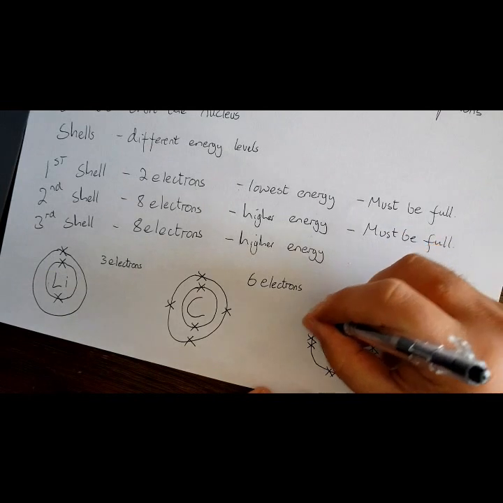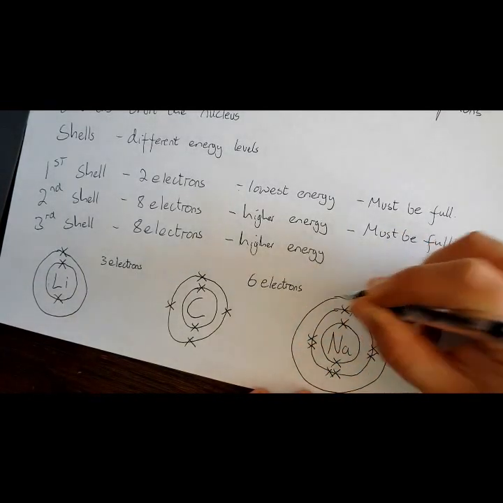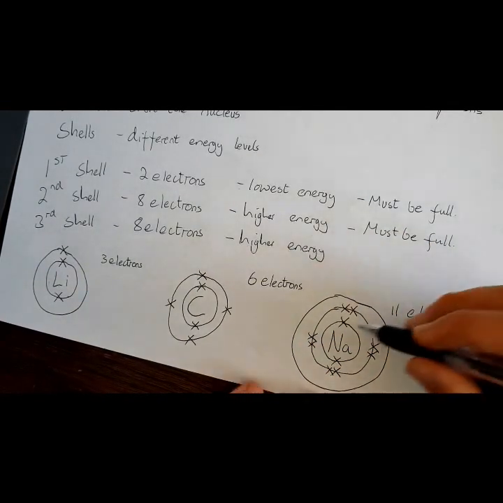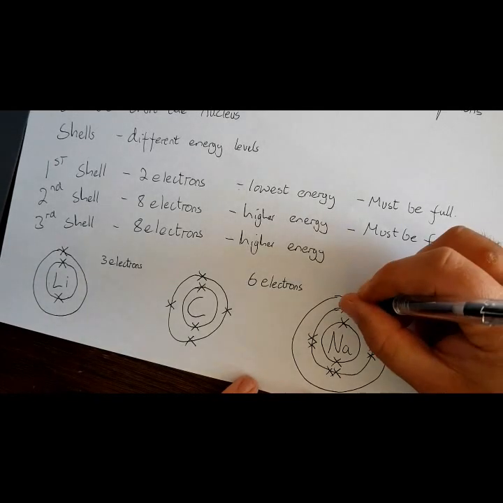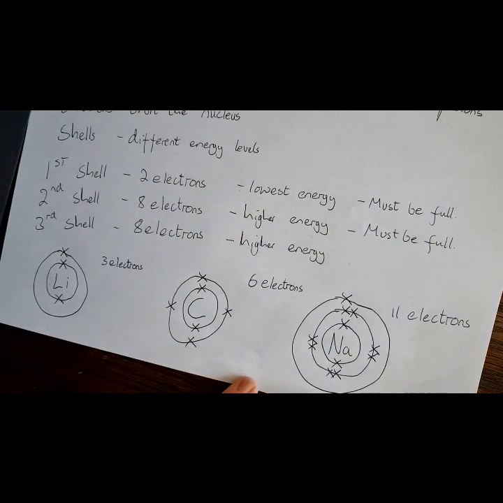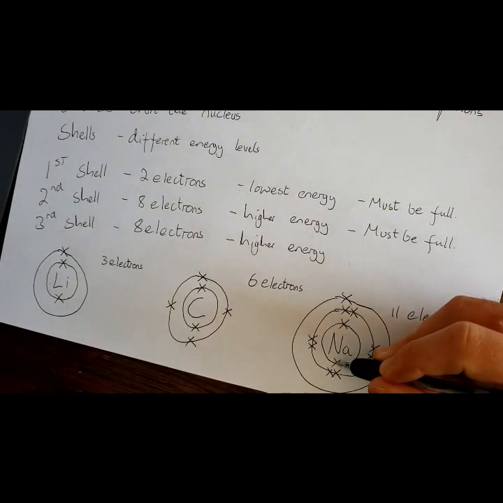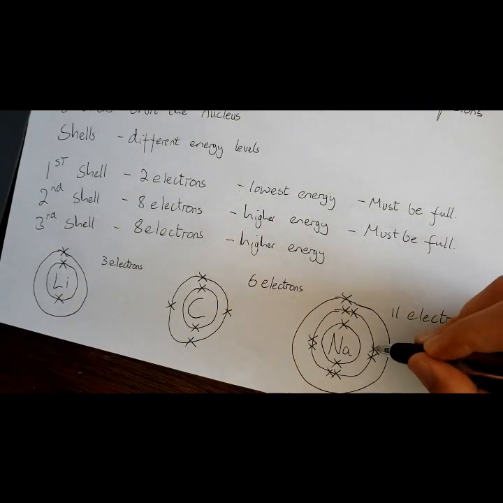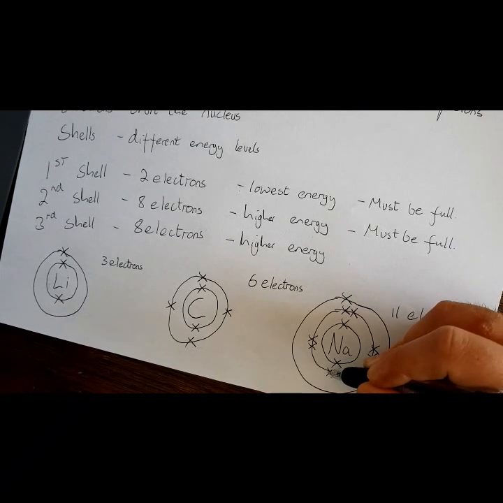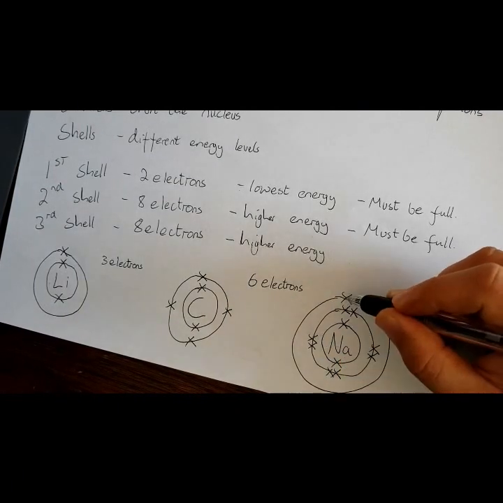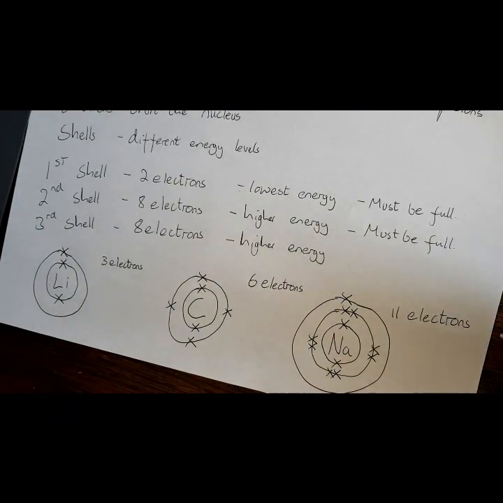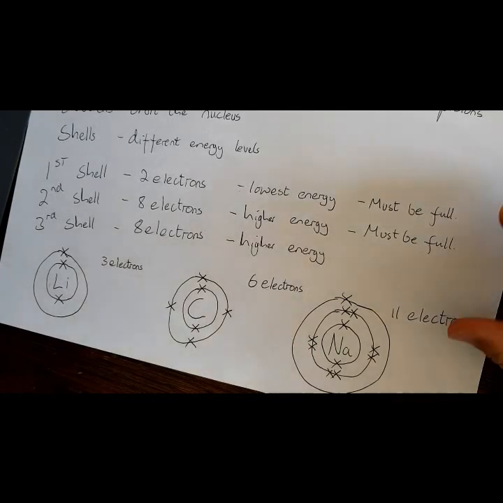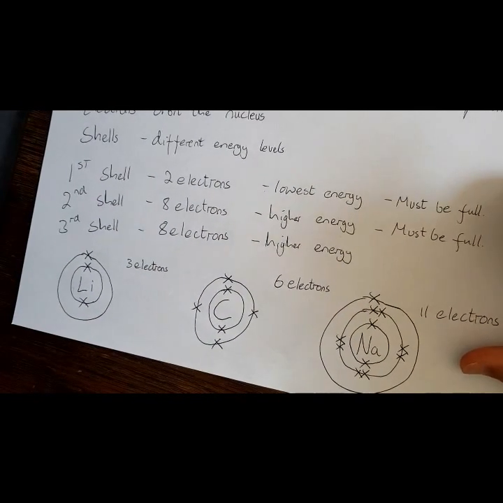I'm going to draw a third shell. Now, so far, I've only drawn 10 electrons. I need 1 more. I'm going to draw it up there. I'm going to count them all up. I've got 1, 2, 3, 4, 5, 6, 7, 8, 9, 10, 11. And that matches my 11 electrons there. So that is how we draw our electron structure.